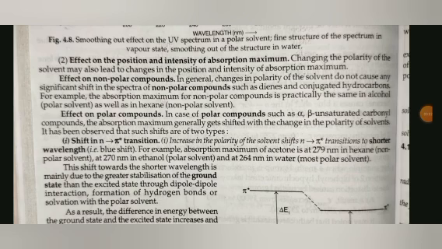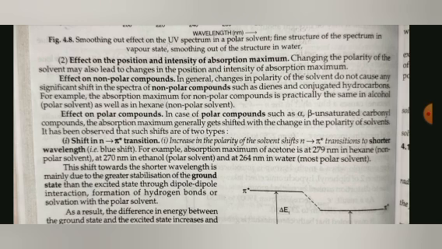Second is the effect on the position and intensity of absorption maximum. Changing the polarity of the solvent may also lead to a change in the position and intensity of the absorption maximum. Effect on non-polar compounds. In general, change in the polarity of the solvent does not cause any significant shift in the spectra of non-polar compounds such as dienes and conjugated hydrocarbons. For example, the absorption maximum for a non-polar compound is practically the same in alcohol as well as in hexane.